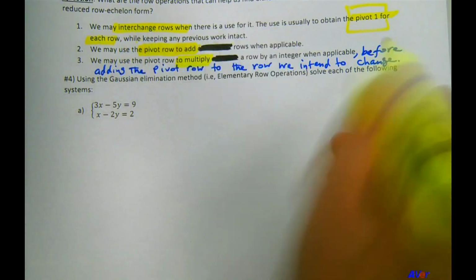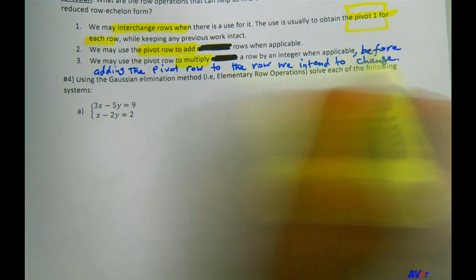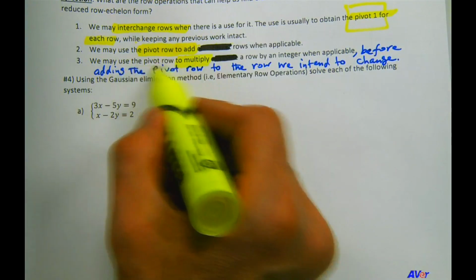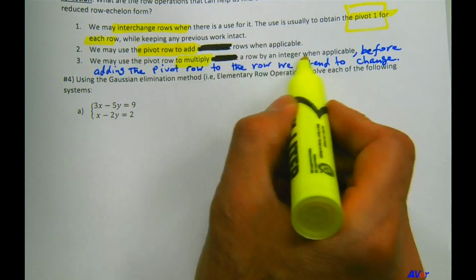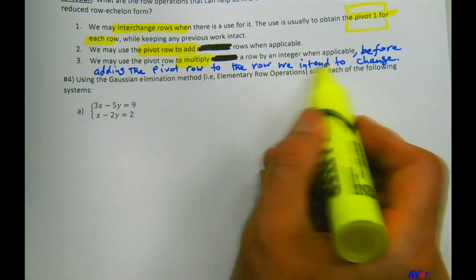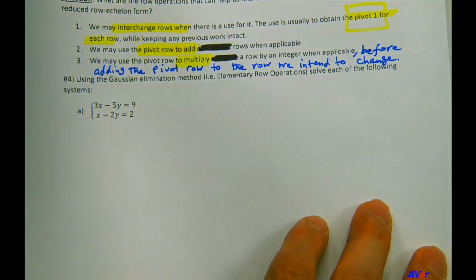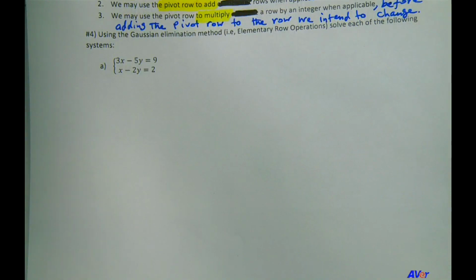Multiply, add, and interchange rows. And of course, this should be added to the end of this before. So we may use the pivot row to multiply a row by an integer when applicable before adding the pivot row to the row we intend to change. Okay. All of this is just for the sake of your notes, but this methodology is best understood when we actually do solve one of these.